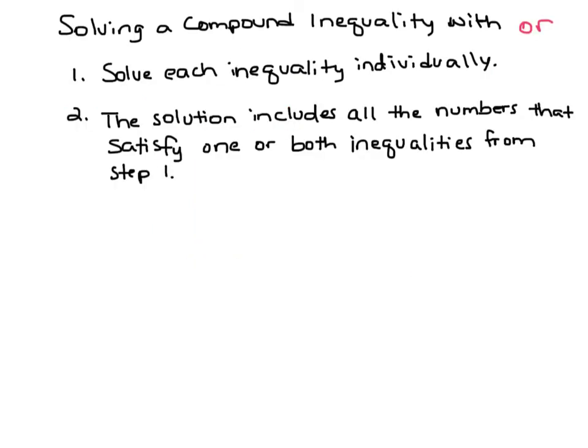Okay, so solving a compound inequality with OR. So when we're talking about unions, the word OR is the one that is related to finding the union of two sets. So step 1 is the same, solve each inequality individually, and then step 2, the solution is going to be all of the numbers that satisfy one or both inequalities from step 1. So it doesn't have to satisfy both, it can be in one or the other, or both.